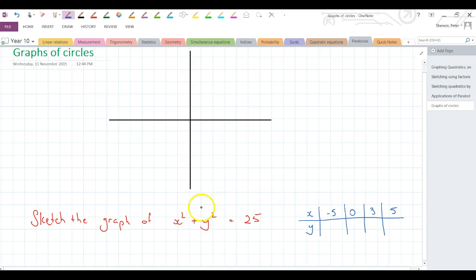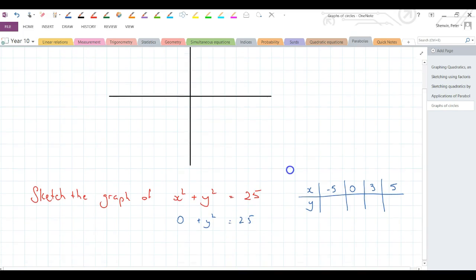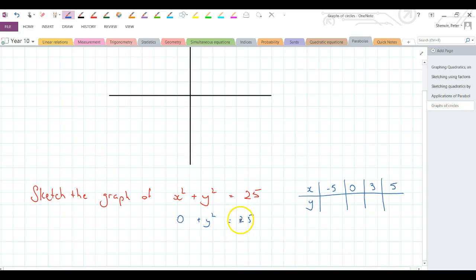So plug x equals 0 in here. That means you get 0 for 0 squared. 0 plus y squared equals 25. So what's y equal to here? What squares to 25? Actually, we get 2 answers, don't we? We get plus and minus 5. 5 squares to 25, but so does minus 5. So I can go and plot those points now.